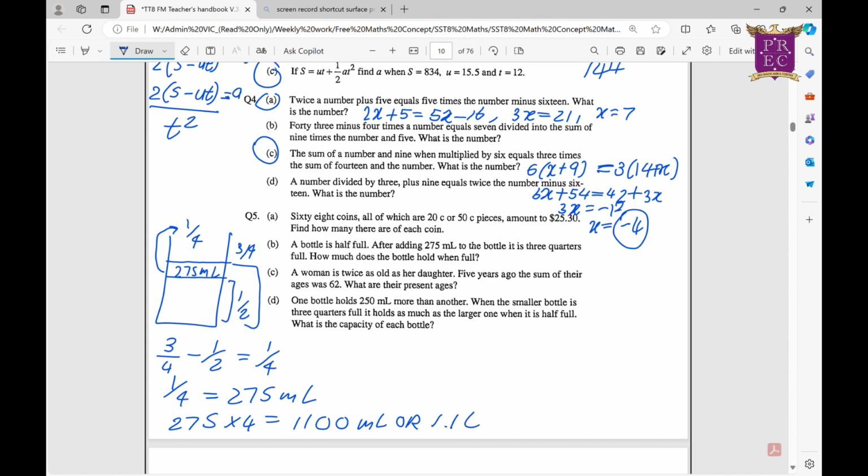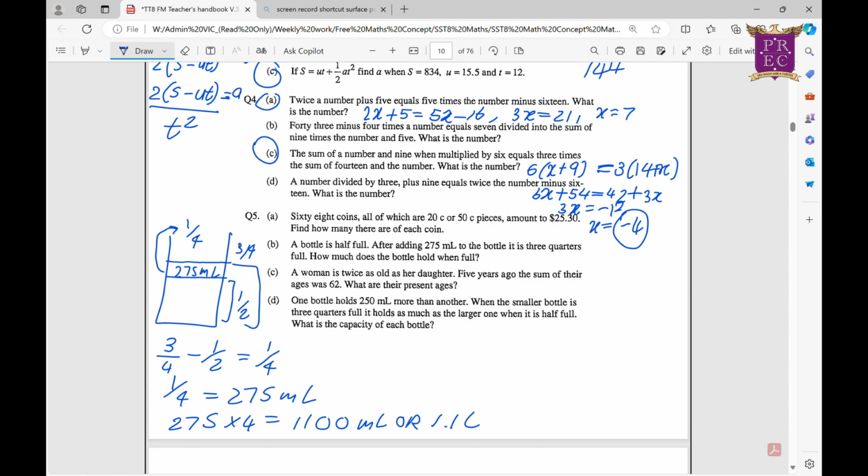That's it. Done. This is a bit of a visual thing that you have to do when you're doing questions like this. Try to visualize it and see what's the difference from the starting value and the end value. And then that difference will be how much? 275 milliliters. If the difference is 1/4 and it's equal to 275, the full volume will be 4 times that. And that's what we need to do.